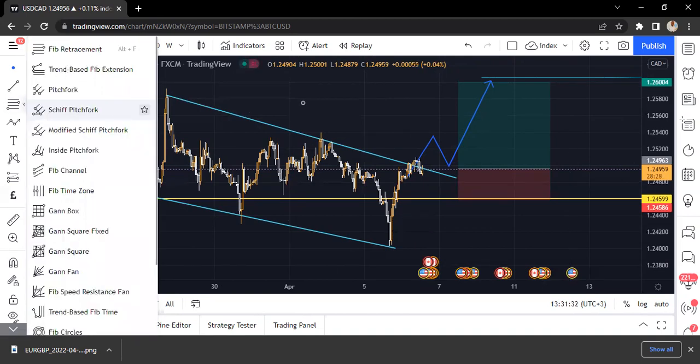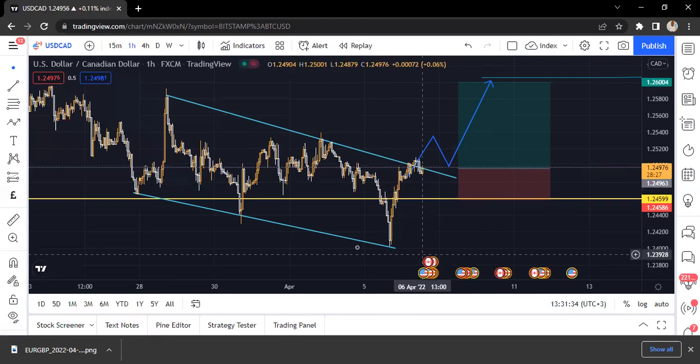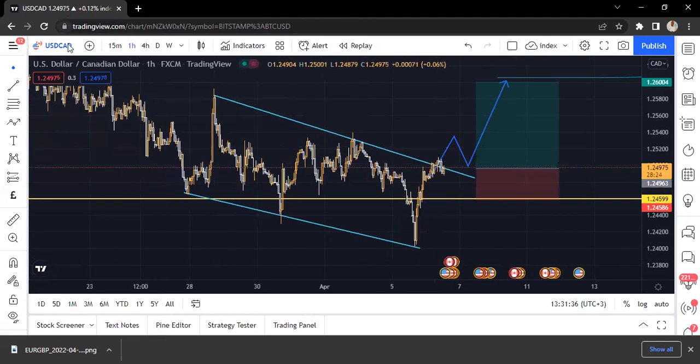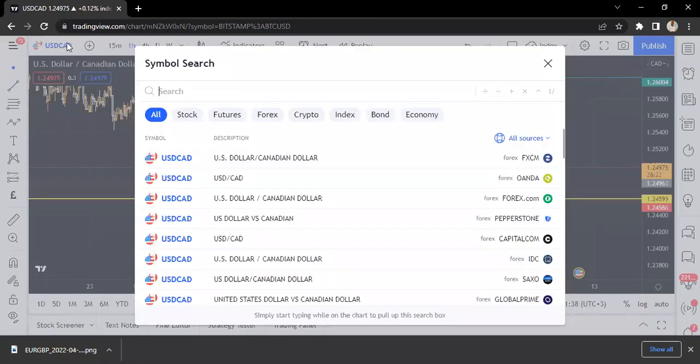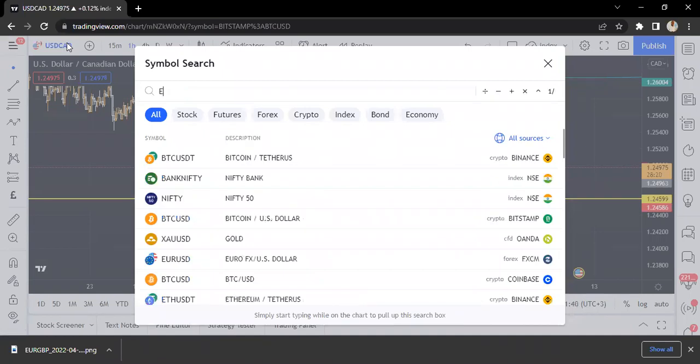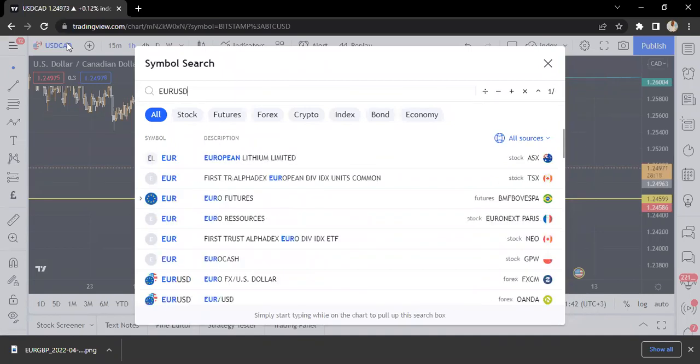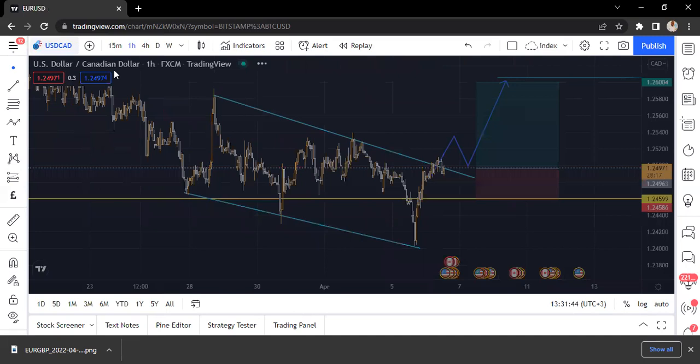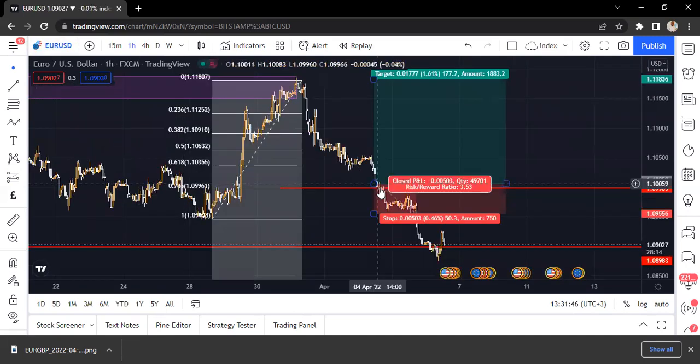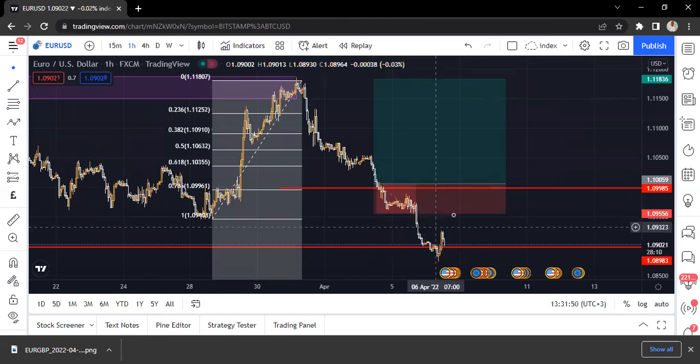Let's go. We're going to look at Euro USD. This is a trade that took me out yesterday. Took a buy here, and then the market started falling all the way down.